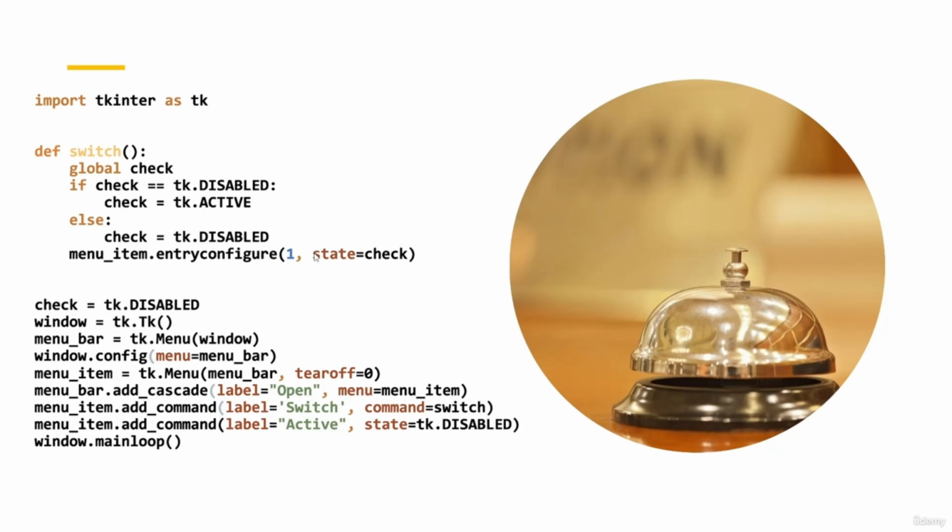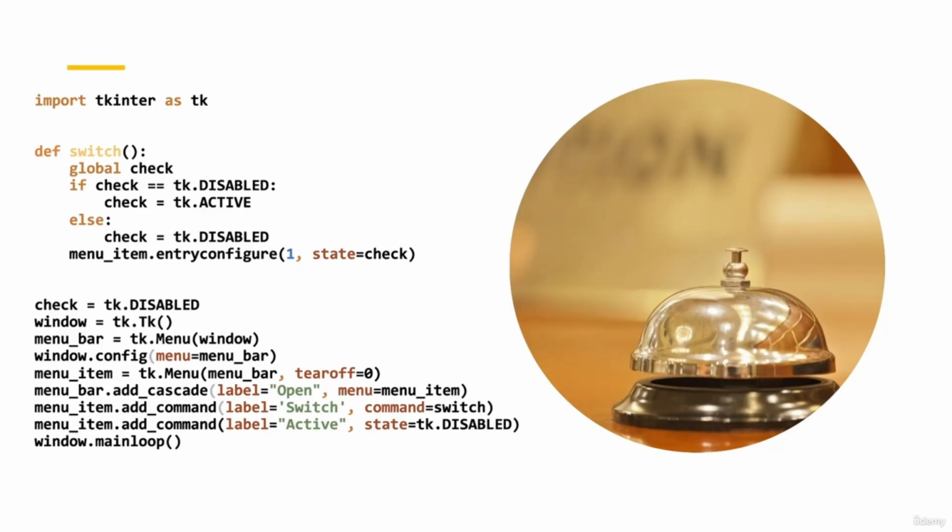First, I will import tkinter as tk, then create a callback. Our callback will contain the following lines of code. We will use the global keyword to effectively make changes to our variable within our function. With an if statement, we will check if our variable is disabled. If it is, we will activate it. Else, if it is active, we will disable it, of course. And we will use the configure method to change the state of the menu item.